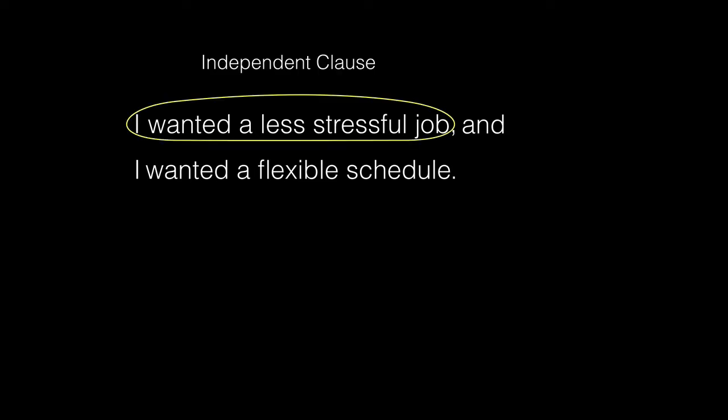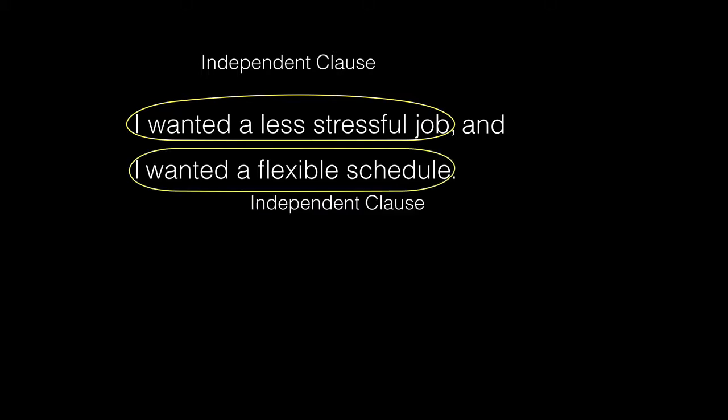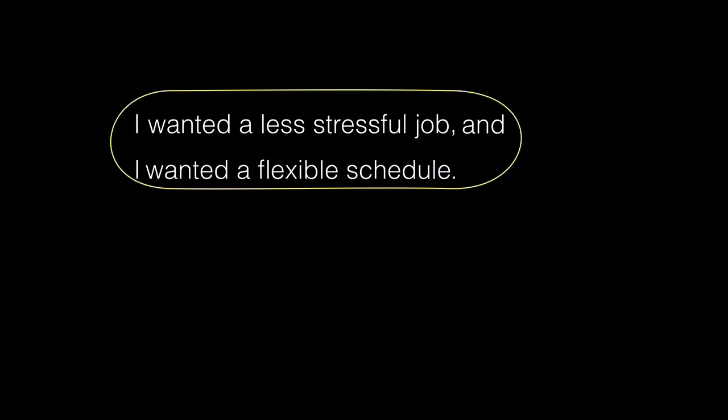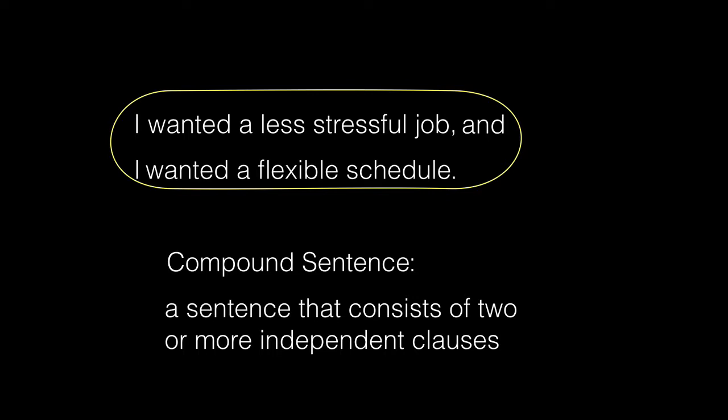So now the first half of the sentence is no longer its own sentence. Instead, it's what we call an independent clause. And then the second half of the sentence is also an independent clause because they could both be their own sentence. An independent clause is simply a subject-verb combination that could stand alone as a simple sentence. And then these two sentences combined in this way is what we call a compound sentence, which is just a sentence that consists of two or more independent clauses. Now, one thing I'd have you take note of is this comma before the and. We'll come back to that.